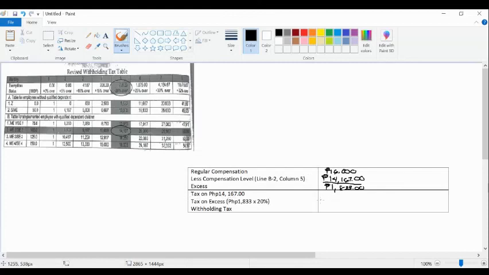Now, the tax on 14,167 pesos will be 708.30 pesos. And the tax on the excess is 1,833 pesos multiplied by 20%, so that will be 366.60 pesos. Adding the two, Mirasol's withholding tax is 1,074.93 pesos. So our conclusion is that Mirasol's withholding tax for 16,000 monthly compensation is 1,074 pesos and 93 cents.